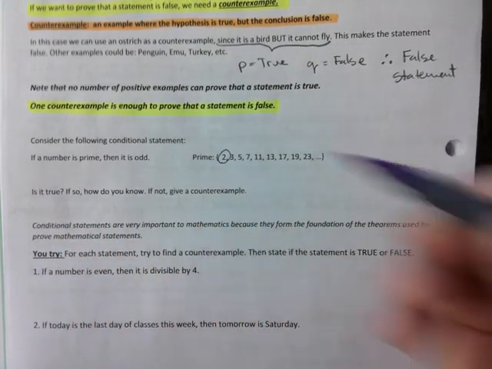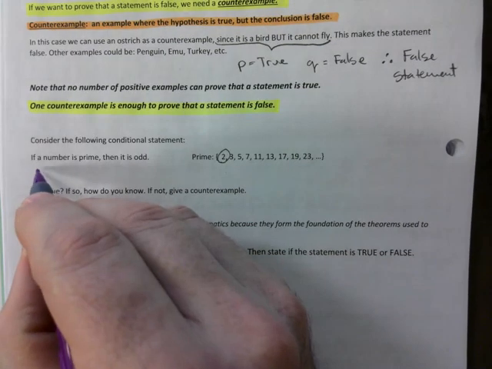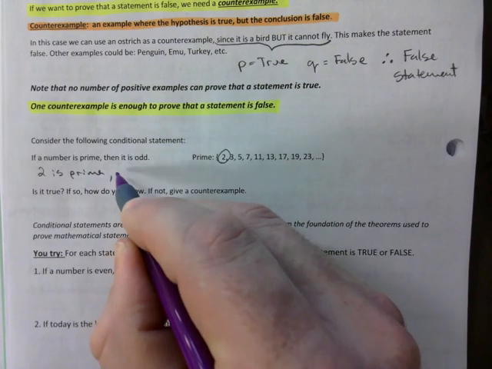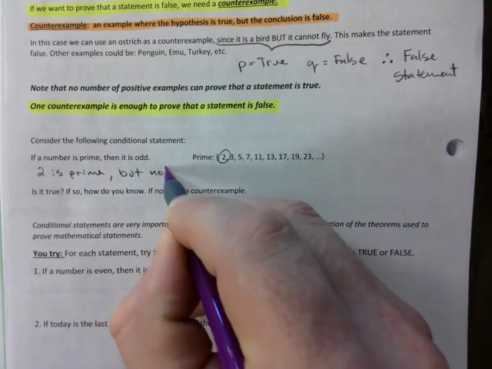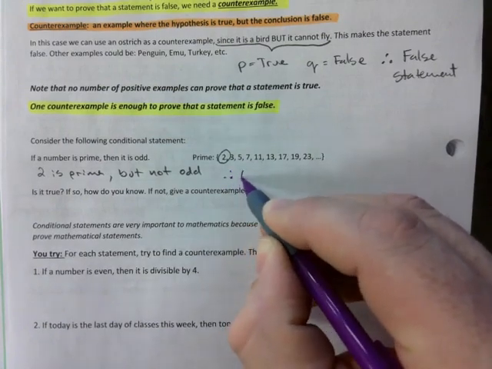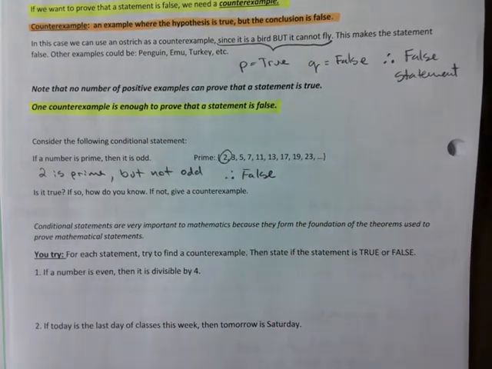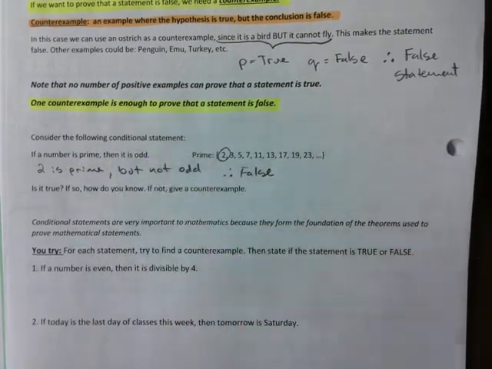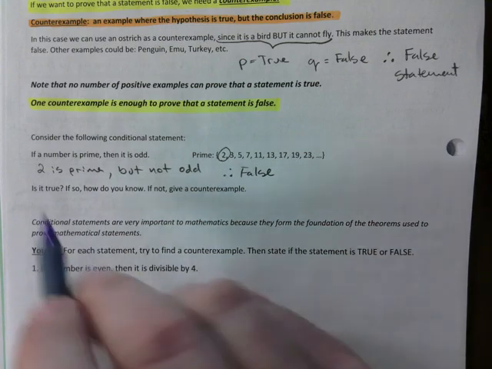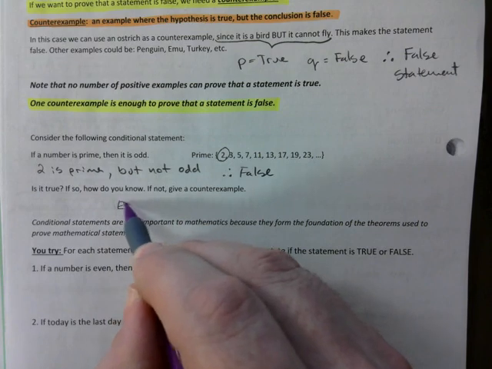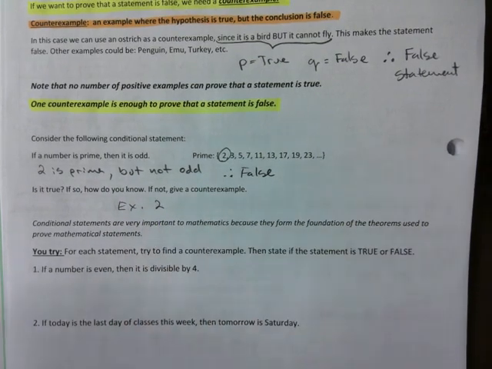Well, 2 is prime, but not odd. Therefore, false. That's the theme. If you can find something that makes the first part true, but the second part false, done, okay? Is it true? How do you know? If not, give a counterexample. I'll just say example 2. Sorry, I already kind of talked about it before.